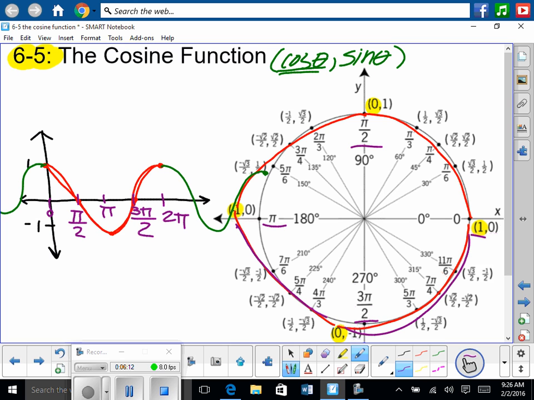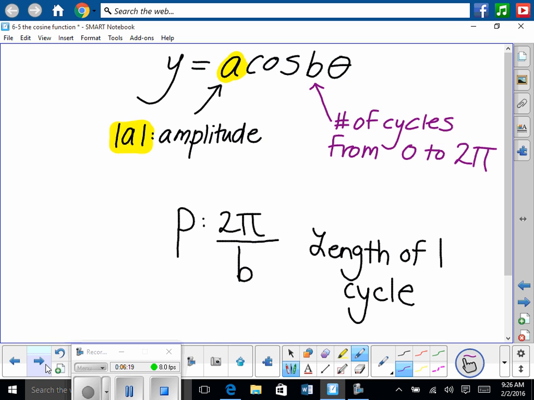So does everybody see how we split it apart? Okay, questions on that? Okay, so cosine looks very much the same as a sine function. Y is equal to A times the cosine of B theta, where the absolute value of A is the amplitude, and B is the number of cycles from 0 to 2 pi. The important part is the number of cycles from 0 to 2 pi. A lot of people like to say, oh, that's the period, but that's not. That's the number of cycles you're going to see between 0 and 2 pi.